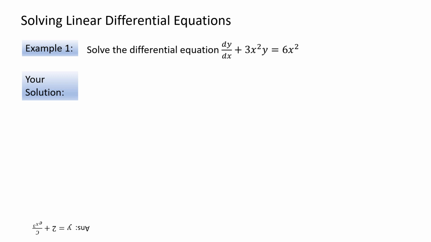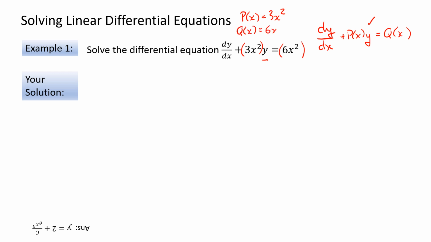Solve the differential equation dy by dx plus 3x squared y is equal to 6x squared. So starting with the basic version of the formula, dy by dx plus p of x times y is equal to q of x. Looking at this, we see that we have just y here, which matches with this, and a function here that's just a function of x. So that means that p of x must be 3x squared. On the right-hand side, we have just a function of x, meaning q of x must be 6x squared.